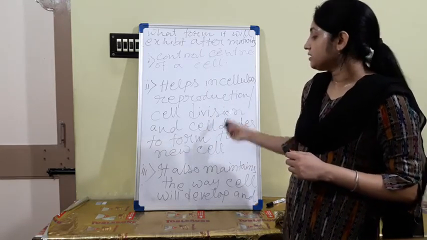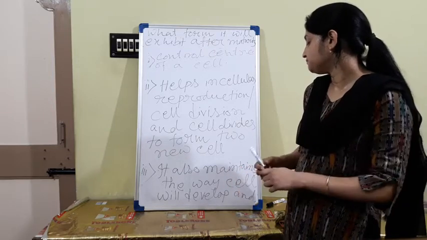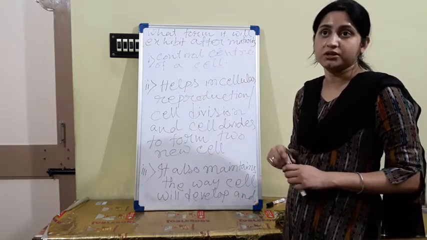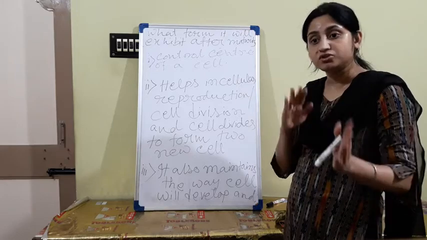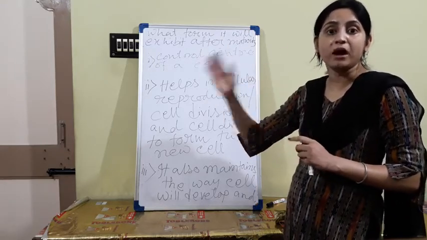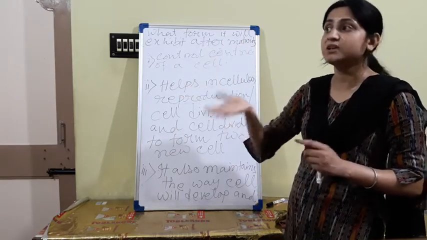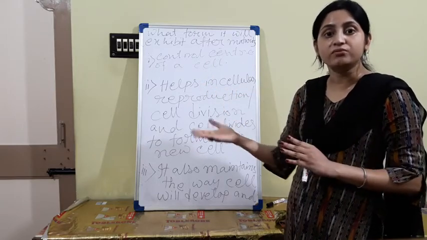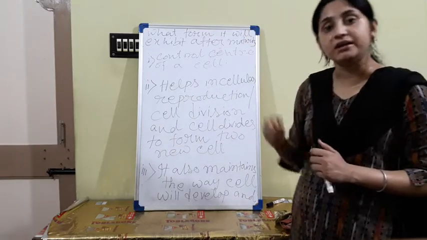Another one, it also maintains the way the cell will develop and what form it will exhibit after maturity. Not only does it form the new cells, it also maintains how the cell will develop and what it will form after its maturity. It may form many tissues, it may form many organisms, how it will perform after its maturity and what cell it will become after its maturity. All these things are maintained by the nucleus.